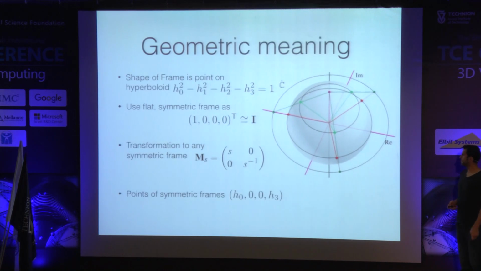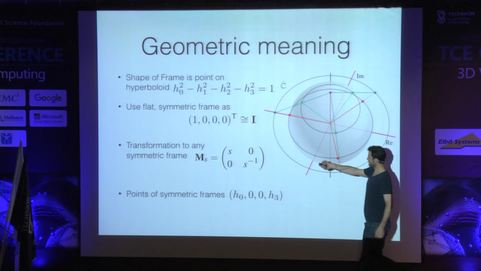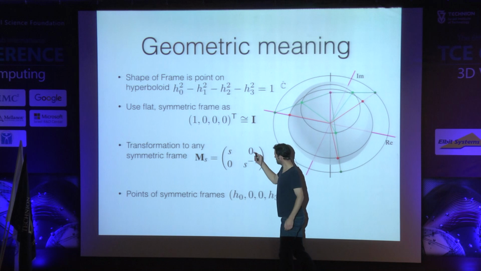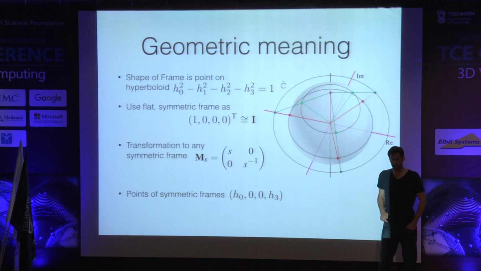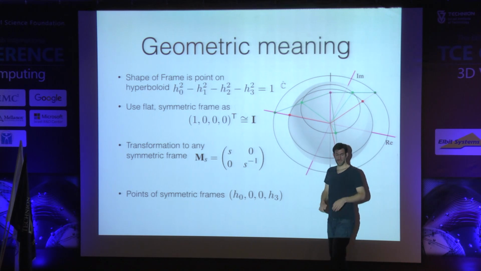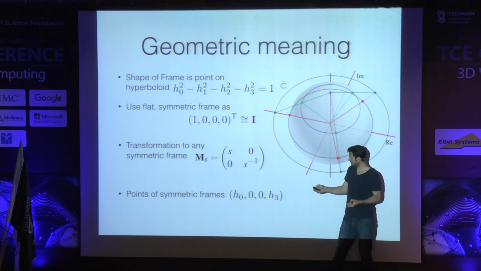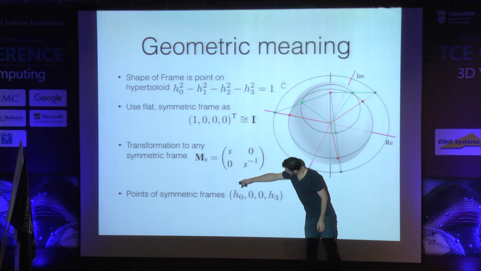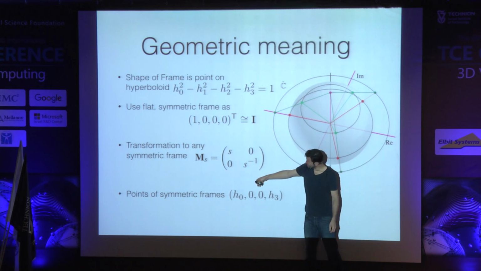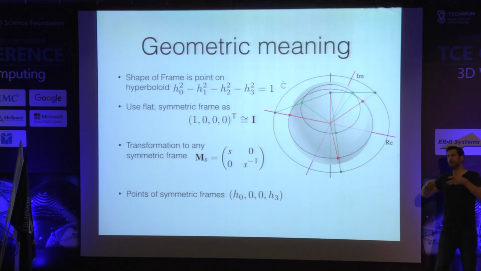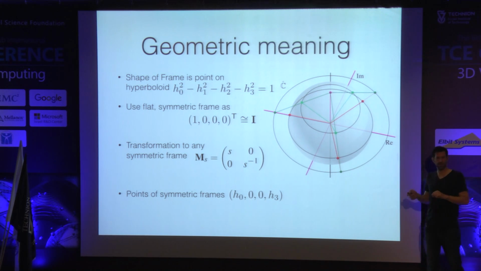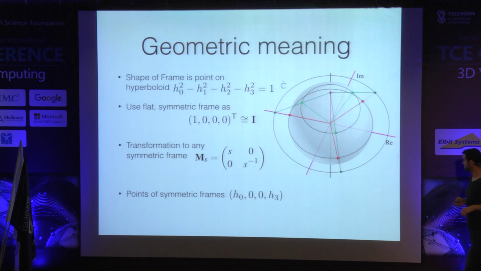And that means I can write them down. They all look like this. They have zeros here, which means they don't have H1 and H2 components. So all the symmetric frames are represented by vectors that look like this. They have two zeros for H1 and H2. So in this embedding space for the hyperboloid, they are on the intersection of the H1, H3 plane with the hyperboloid.